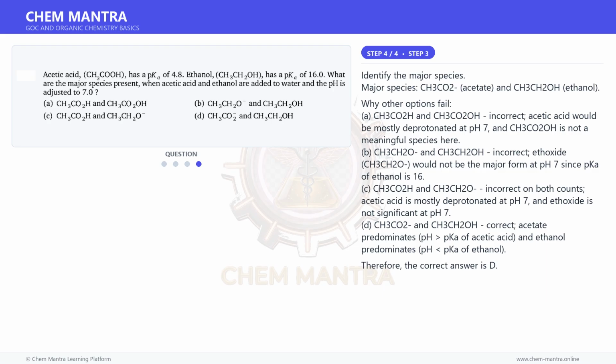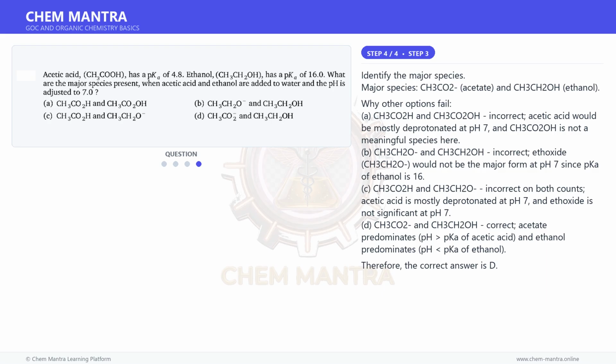B. CH3CH2O- and CH3CH2O- incorrect. Ethoxide would not be the major form at pH 7 since the pKa of ethanol is 16. C. CH3COOH and CH3CH2O- incorrect on both counts. Acetic acid is mostly deprotonated at pH 7 and ethoxide is not significant at pH 7.